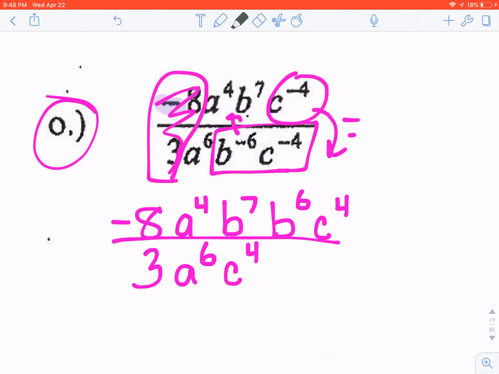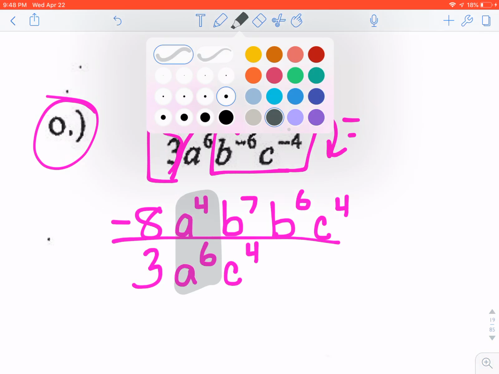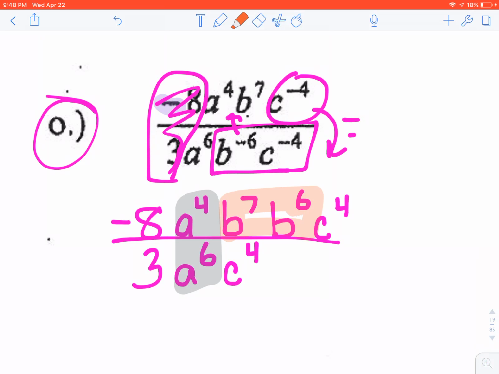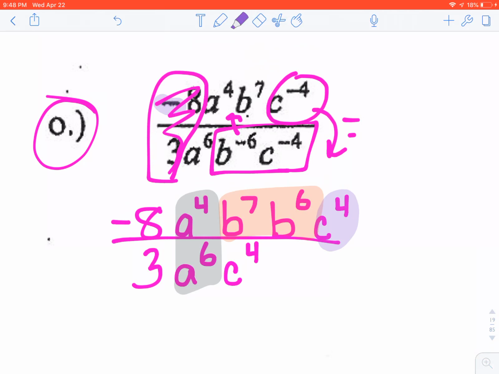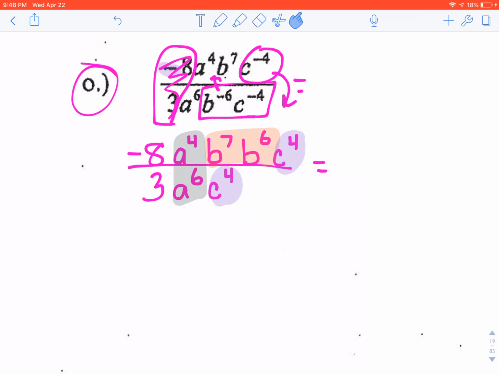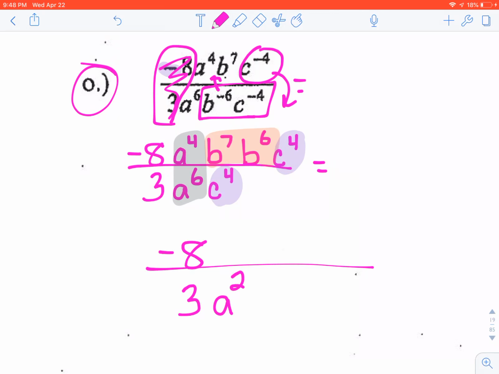Okay? So the bases that we see repeating are the a's, the b's up here, and then our c here and here. Okay, so applying all those properties, we have negative 8/3 still there. The a becomes a to the second, goes on the bottom, again where that bigger exponent is. Cross those off. The b, you're multiplying same base, so that becomes b to the 13th.